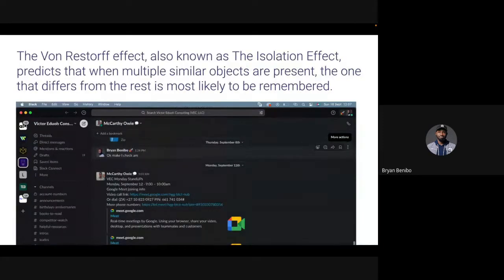The next is what they call the von Restorff effect, also known as the isolation effect. The isolation effect predicts that when multiple similar objects are present, the one that differs from the rest is most likely to be remembered. Remember, this one is a long way of saying contrast. Contrast is key. If you look at the old Slack here, the contrast is very high. That's why they use this dark mode, right? And if you notice, see how bold the name of this user is at the top. The name of the company, Victor Odo Consult, is at the top there, right?